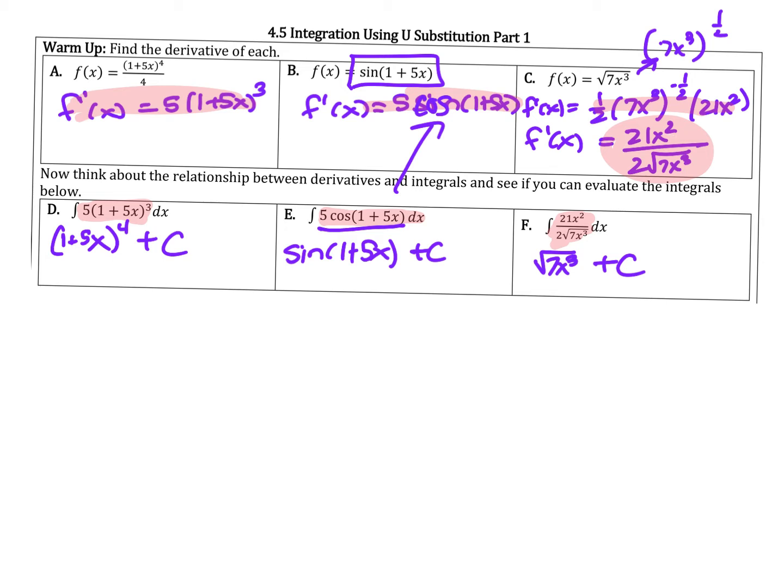So in A, B, and C, when we were finding the derivative, we had to use the chain rule. So what we're going to start to think about is, how does the chain rule affect integration? How do we undo the chain rule when we're integrating? So that's where we're going in this lesson today.